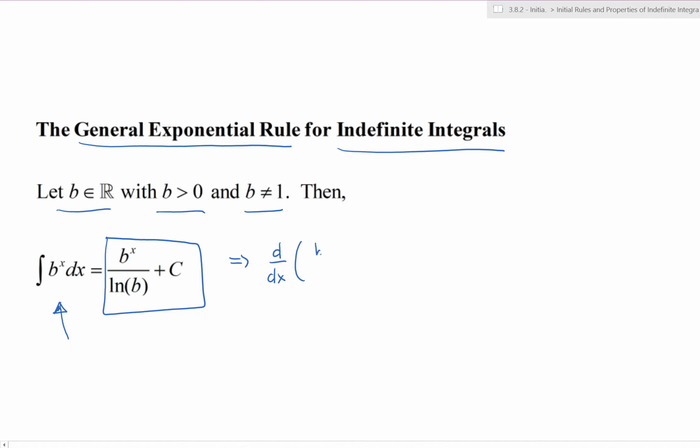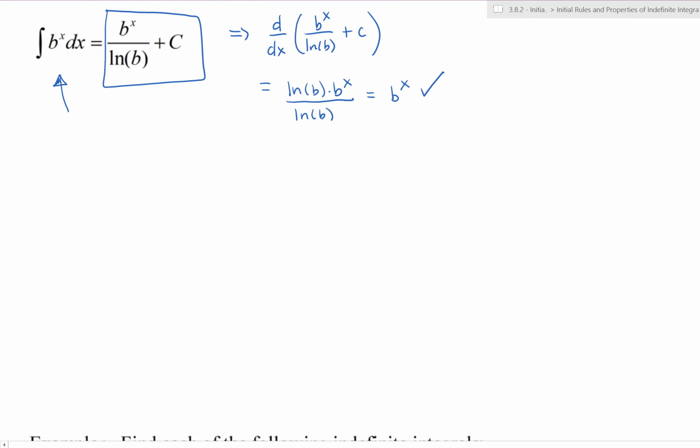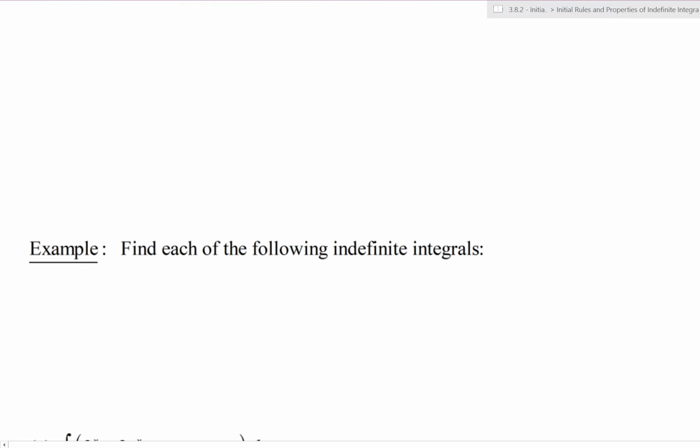So if I differentiate b to the x over the natural log of b plus a constant here, then the derivative of an exponential function of the form b to the x is the natural log of that base b times that function b to the x, but now it's being divided by the natural log of b. Derivative of the constant is 0. Natural logs of b's go away, and indeed we're left with the exponential function b to the x. So add it to the list of things that we can initially find antiderivatives of. So we'll look at a couple of examples of that right now as well to get some practice in.